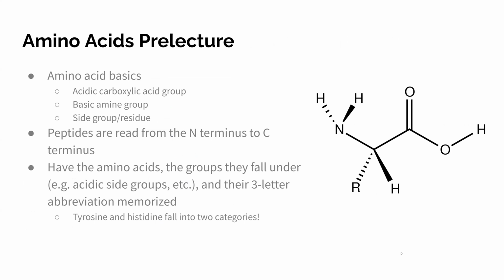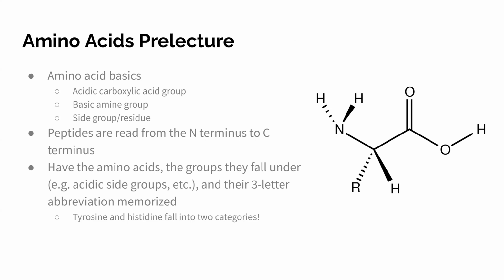Okay, so first off, we have the amino acids pre-lecture. The most important things to know from this are the amino acid basics, so the structure of all general amino acids. Just know that there's an alpha carbon, and then attached is an acidic carboxylic acid group, a basic amine group, and then a side group or residue. And that can be different for every amino acid. You don't have to have the side group structures memorized.